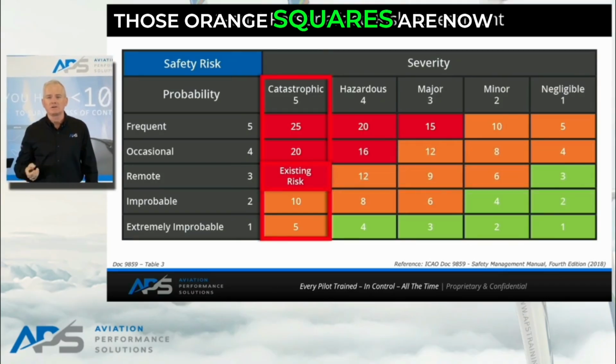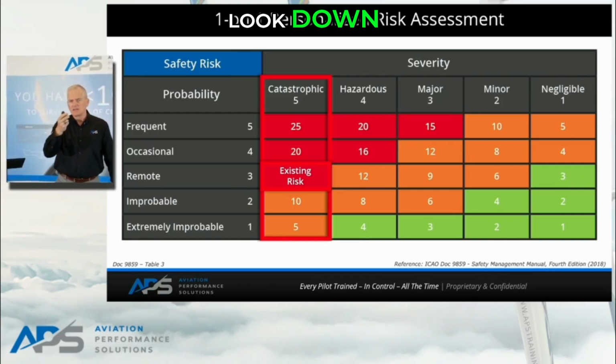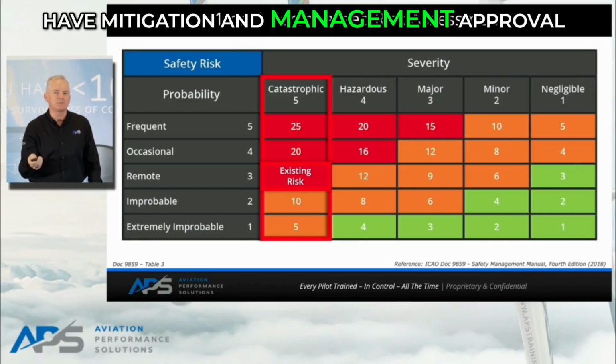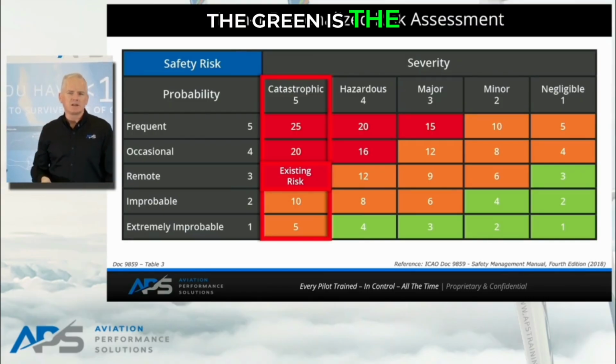Those orange squares are now, if you take a look down, you have the intolerable risk, you have a tolerable risk in the orange, as long as you have mitigation and management approval. But the one in the green is the acceptable risk area.